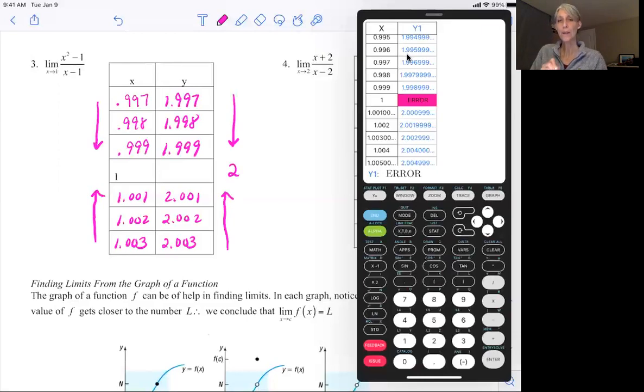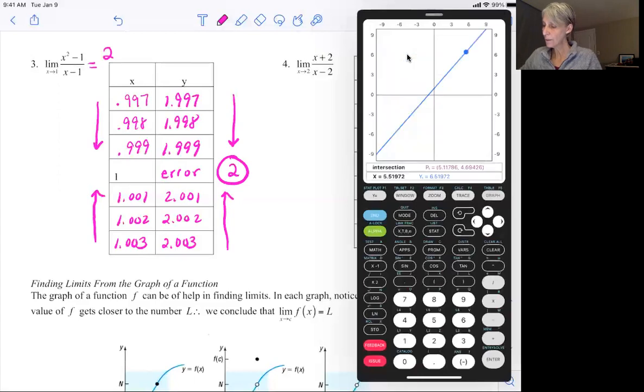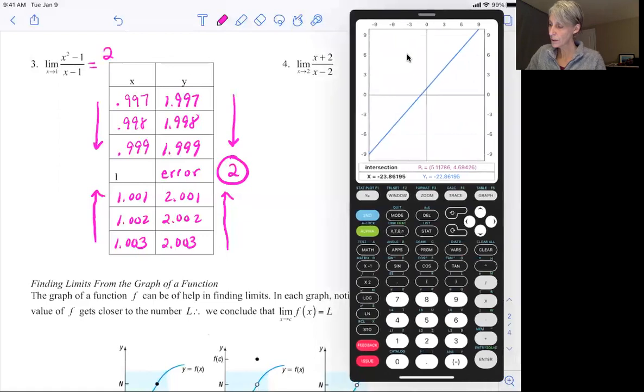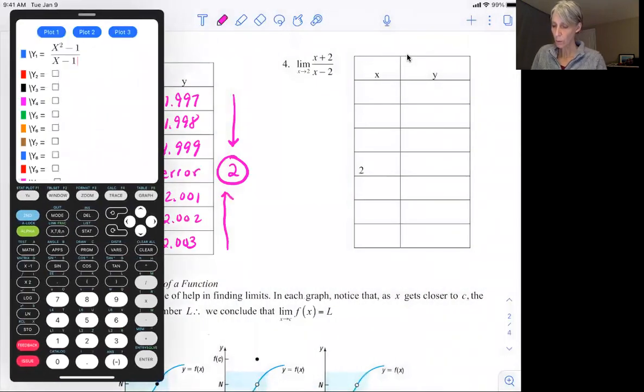But this time, what happens when I plug in 1? I don't get an answer. I still get a limit though, right? In the graph of the function, as I plug in x values, I still get my function. I may not get an answer when I plug in 1, but my y values are getting closer to 2. And the limit is what's happening to the y values as x gets close to some number. Let's try one more example here.